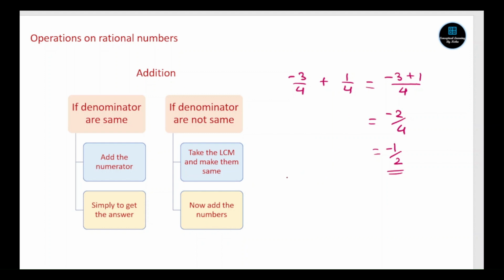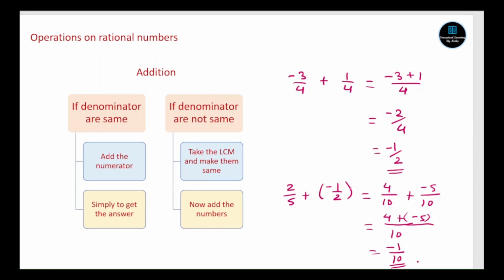Okay. Now, let's add 2 upon 5 plus minus 1 upon 2. I want to add them. Here, the denominators are not the same. So, make them the same by taking the LCM. So, LCM is 10. So, I'll write this as 10 and I multiply this by 2. So, I'll get 4 plus. Here it is 10 multiplied by 5. So, I'll get minus 5. Now, we got the denominator the same. So, 4 plus minus 5 over 10. We already learned this in integers. What to do? Yes. So, we'll get minus 1 upon 10 as the answer. Right? Okay.